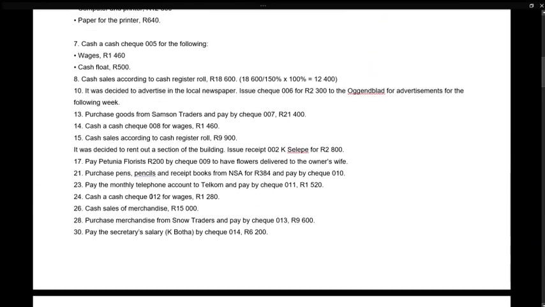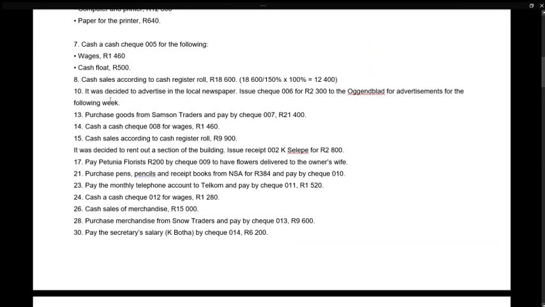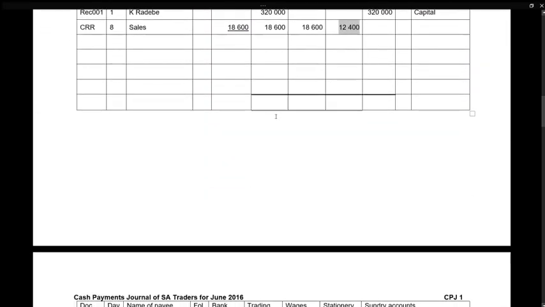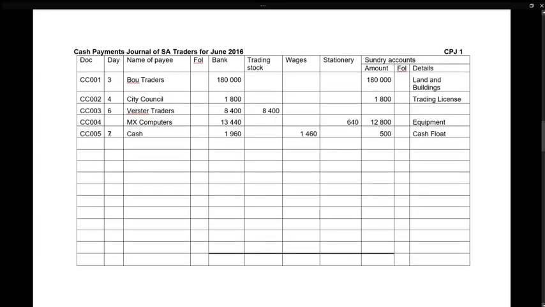Next transaction took place on the 10th. It was decided to advertise in the local newspaper. Issue check 006 for 2,300 Rand to the Oggendblad for advertisements for the following week. So we are paying money. We need to go to the cash payment journal. Check counterfoil 006. It took place on the 10th, if I remember correctly. Let's just quickly check. Yes, 10th.